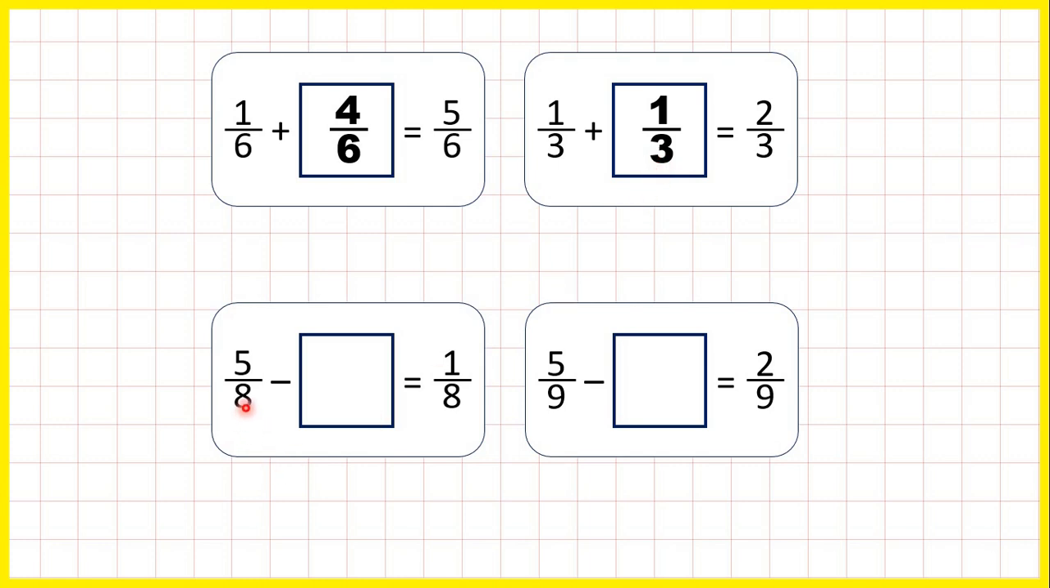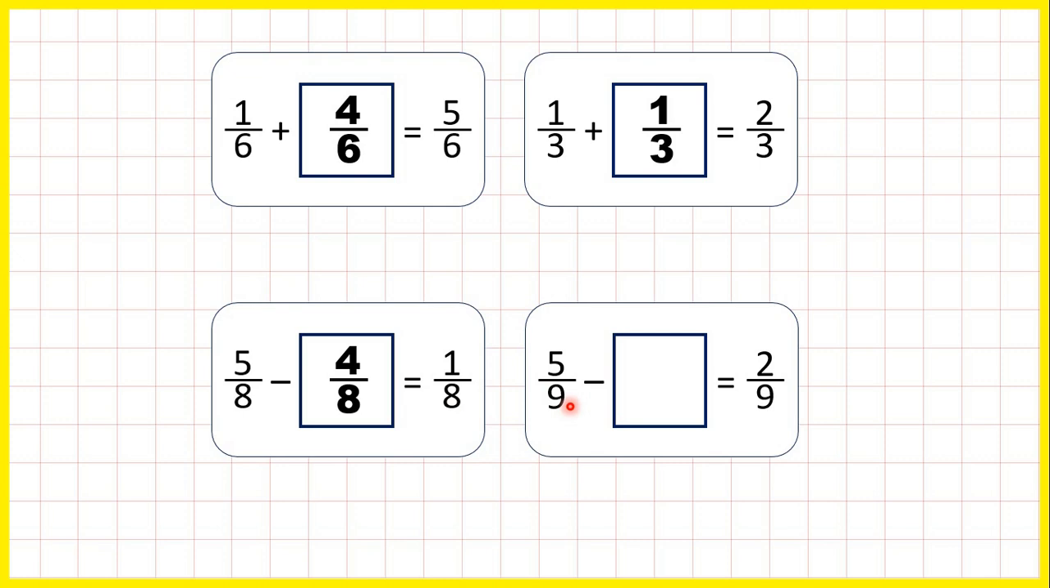Now 5/8 minus what is 1/8? Again, our denominator is going to stay the same, and 5 minus 4 is 1, so our missing number is 4/8. And that makes sense because if the second number in a subtraction question is missing, we use subtraction to find the missing number, and 5/8 minus 1/8 is 4/8.